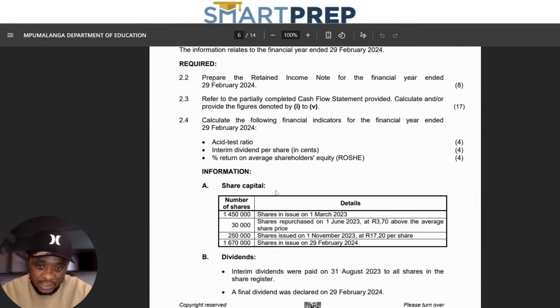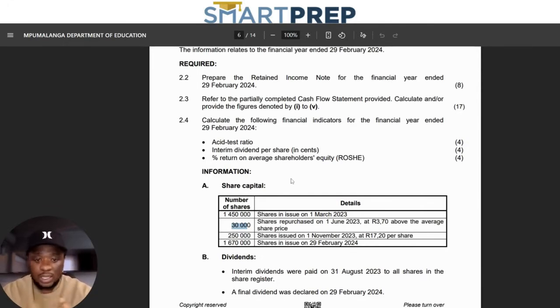So let's look at the first information. That first information there, we're given the number of shares at the beginning of the year, and then we're told about 30,000 shares that were repurchased on 1 June 2023, so some within the financial year. And this is done at 3.7 above the average issue price. So regardless of what the average issue price is, it is basically repurchased at 3.7 above the average issue price.